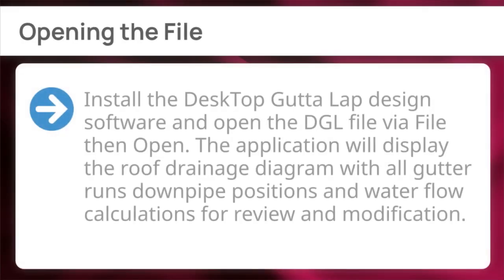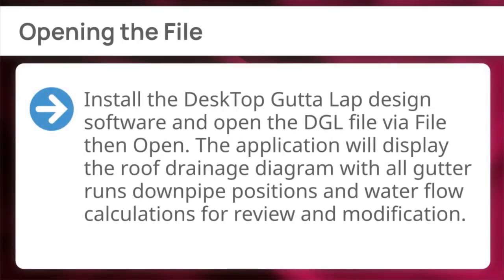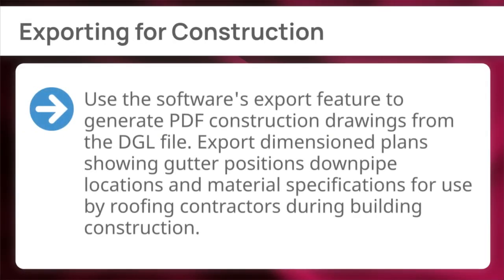First, opening the file. Install the DeskTop Gutta Lap design software and open the DGL file via File then Open. The application will display the roof drainage diagram with all gutter runs, downpipe positions, and water flow calculations for review and modification. Next, exporting for construction.